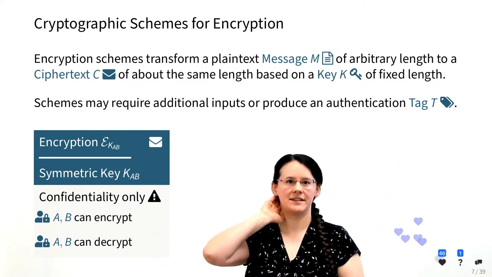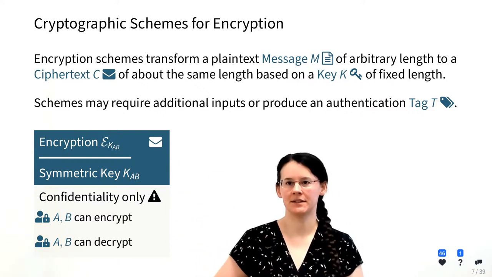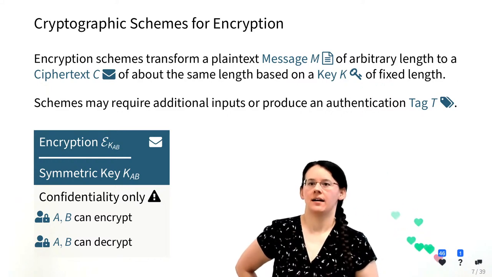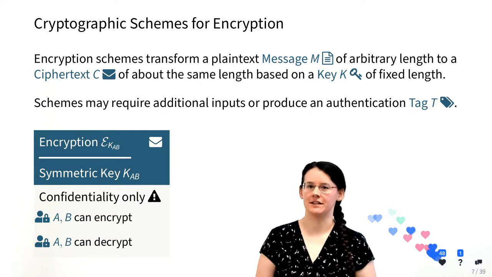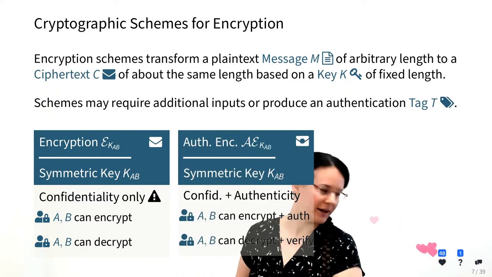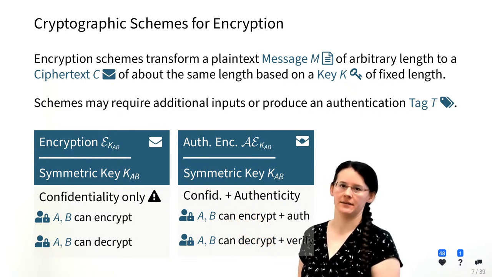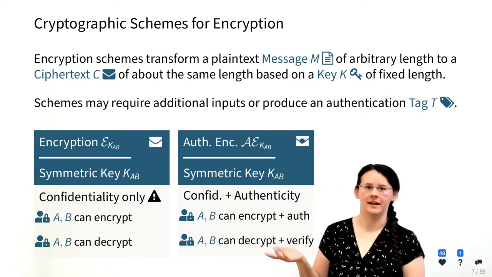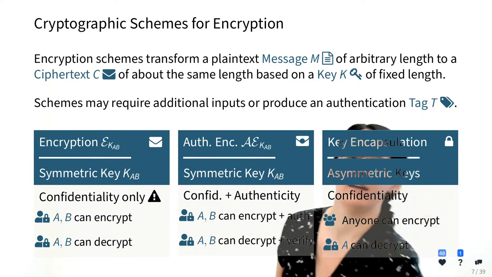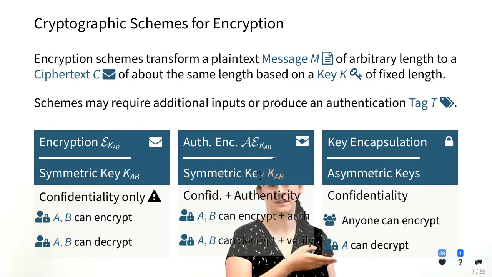So we are going to discuss three schemes for this, two of them today and one of them next week. The first one for today is plain encryption schemes, which we denote with this calligraphic E and a key in the subscript, a key between Alice and Bob, a symmetric key. Encryption schemes only protect confidentiality and not authenticity. They allow only the owners of the secret key to encrypt and to decrypt. Then we have authenticated encryption schemes, which are also symmetric key schemes, but they also protect the authenticity in addition to the confidentiality. Again, only the owners of the secret key can decrypt and verify. And finally, we have key encapsulation schemes, which use asymmetric keys, which means that anyone can encrypt the message, but only the owner of the secret key can decrypt it.